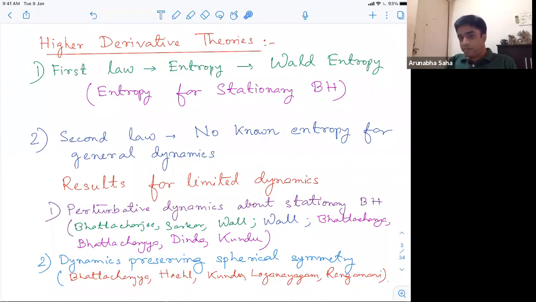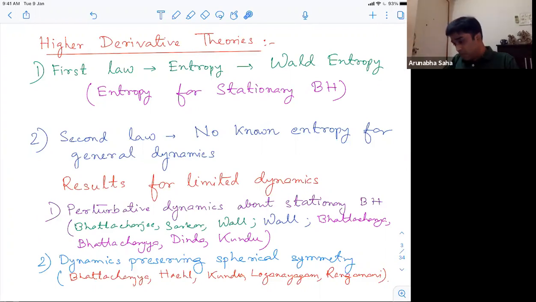And even more, Wald entropy definitely doesn't satisfy the second law, and we also don't know a candidate which does for any general arbitrary dynamical system. Now there are some results where the entropy for dynamical processes involving black holes in higher derivative theories has been calculated. I will tell you about two nice examples here.